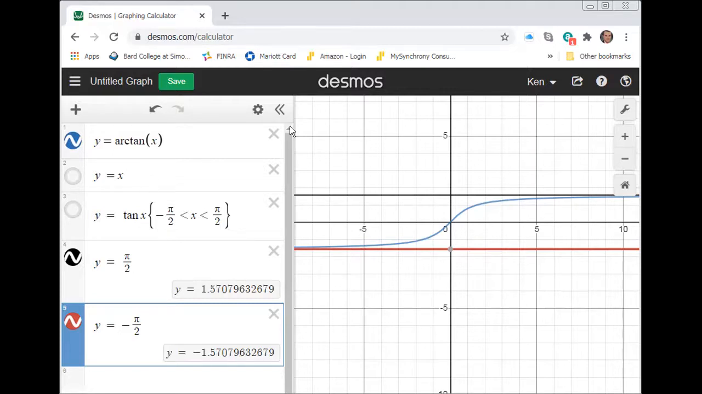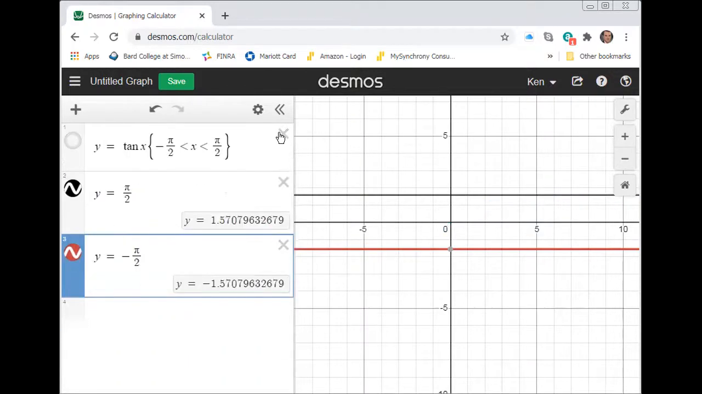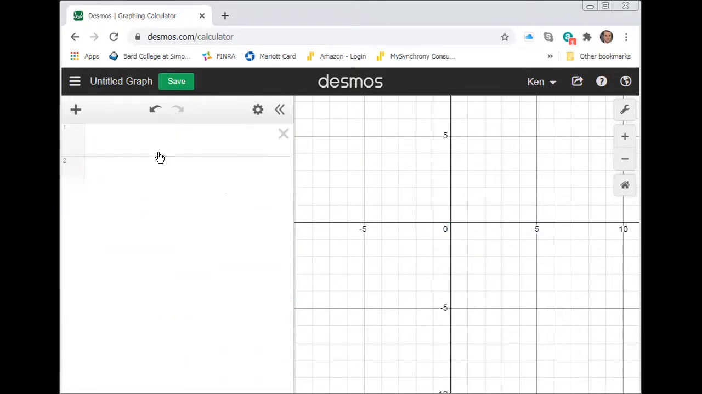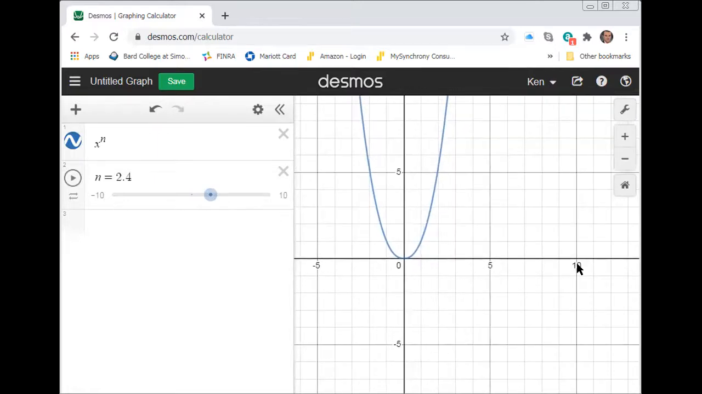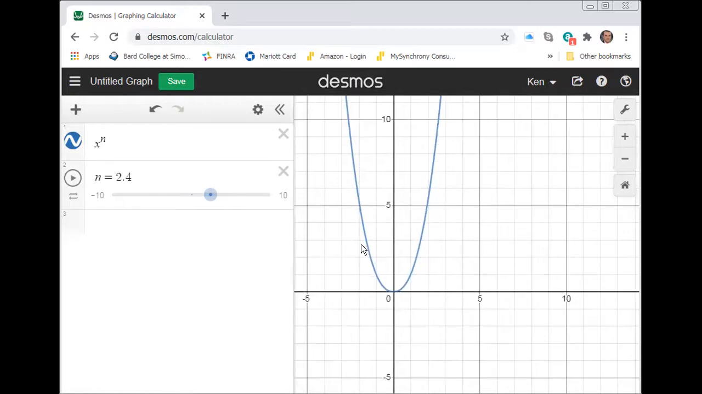Okay. And just to remind you about something that we're going to use over and over and over again throughout the course, if you have x to the n, where n is a whole number, like 1 or 2 or 3 or 4, then your limit of x to the n as x goes to infinity is always going to be infinity. You can see that from the graph.